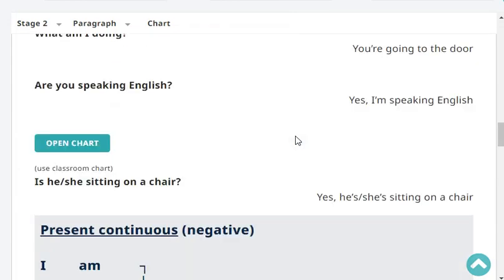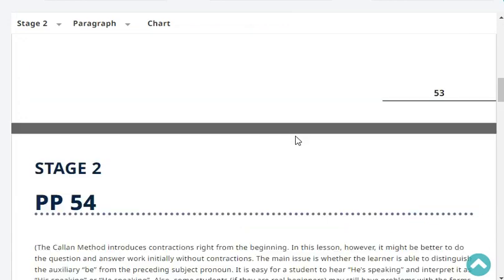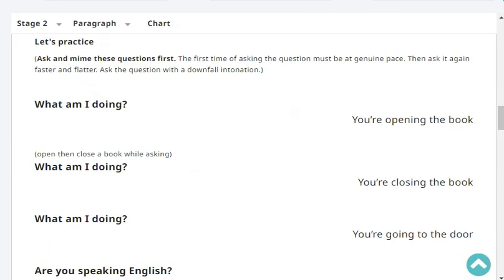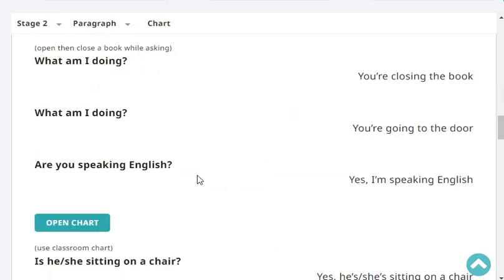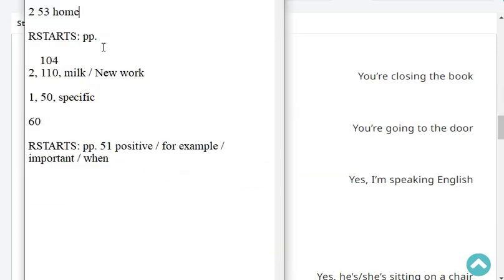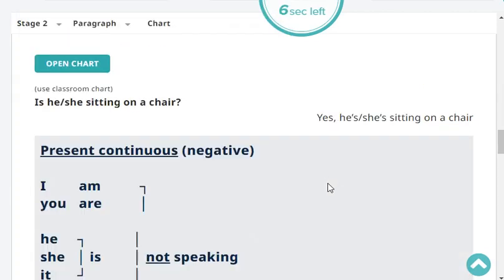What am I doing? You're opening the book. What am I doing? We are closing the book. What am I doing? We are going to the door. Are you speaking English? Yes, I'm speaking English.